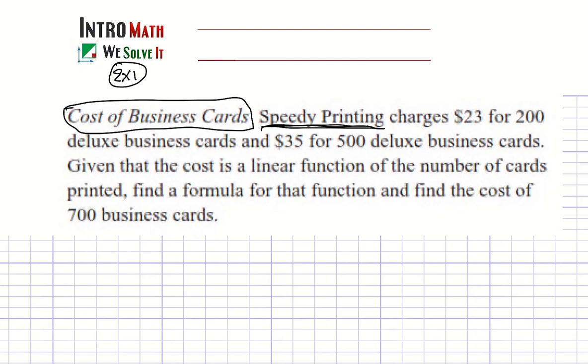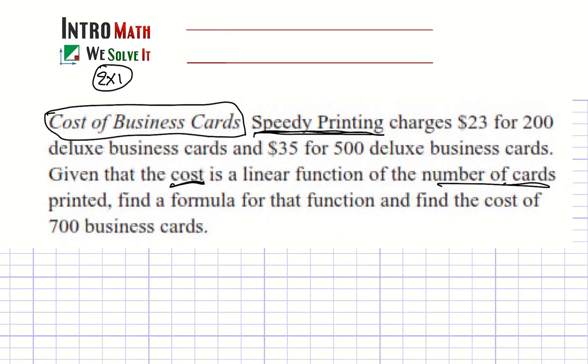Okay, so then the problem says that given that the cost is a linear function of the number of cards, in other words, the cost is a function of the number of cards printed, right? Find a formula for that function and find the cost of several hundred business cards. So what they did is they give you some numbers, and then they say, use the numbers, you form a linear equation.